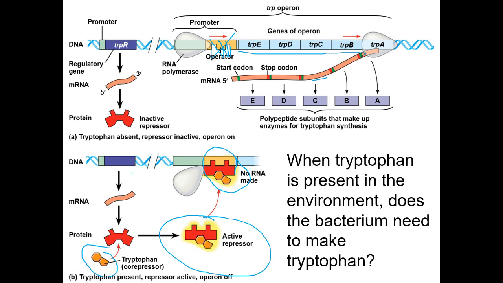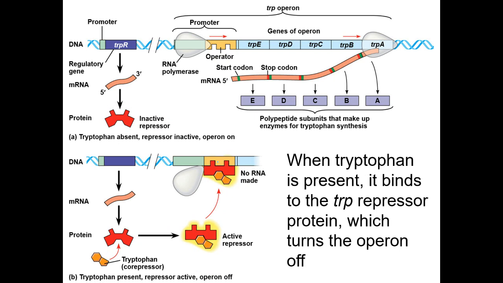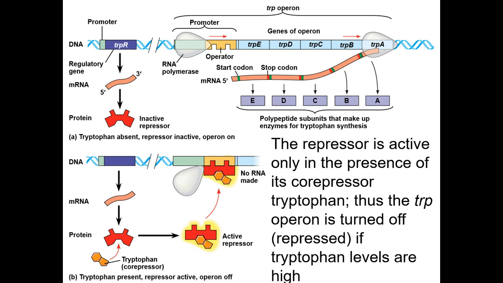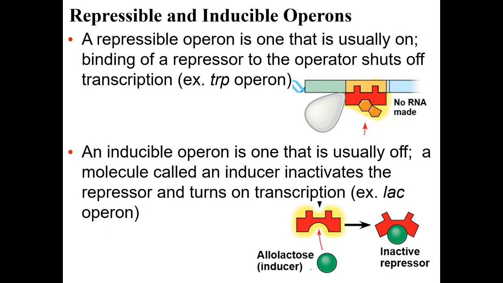So the default way that this works is that the repressor is usually inactive, the genes are usually transcribed. If you have plenty of tryptophan around, maybe your human ate turkey and you have a lot of tryptophan, now that tryptophan acts as a co-repressor, turning off the whole thing. So the repressor is active only in the presence of the co-repressor tryptophan, so the operon is turned off or repressed only if tryptophan levels are high.